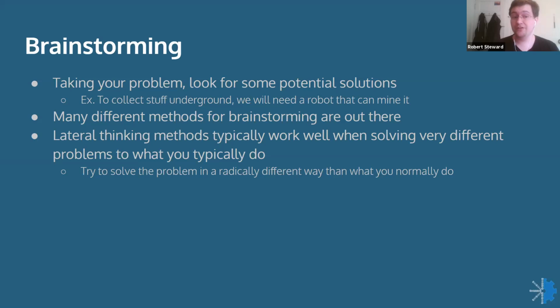However, once you've nailed down that problem, you want to then start to look at those potential solutions. So it's a little bit of a balance again between when you go from one to the next, but once you have that problem, you really want to start looking at potential solutions. So again, we had the problem from the previous slide. We're trying to collect things from underground. And so a potential solution is we'll build a robot that can go and mine those things from underground.